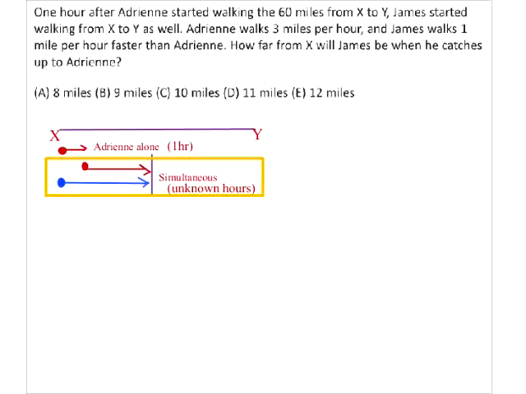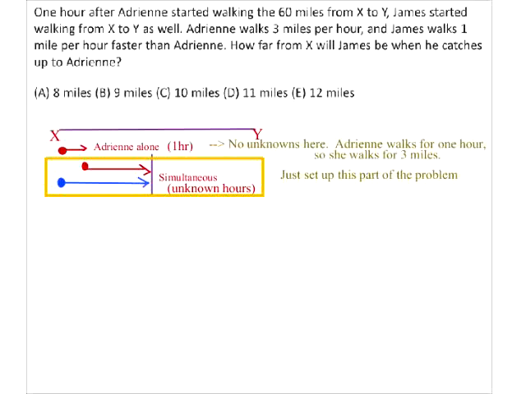The reason we can do that is because that first part doesn't have any unknowns. We know that Adrian walks for 1 hour, which means she walks 3 miles because her speed is 3 miles per hour. So everything about that part of the problem is known, because it's 1 hour of walking and it's 3 miles. So if you just think about this part of the situation, now what you have is this.